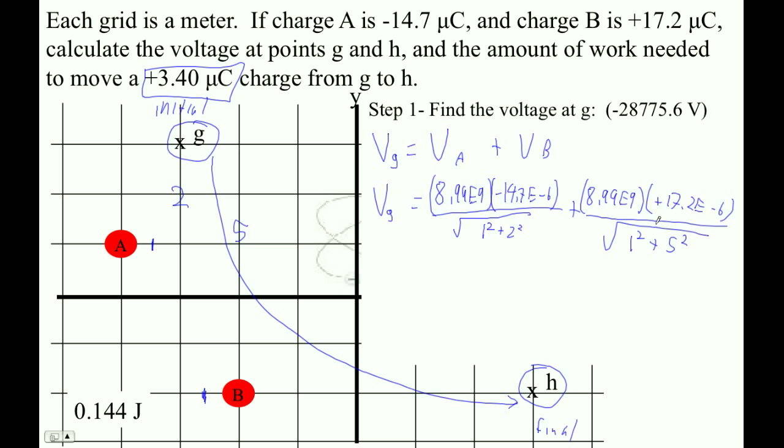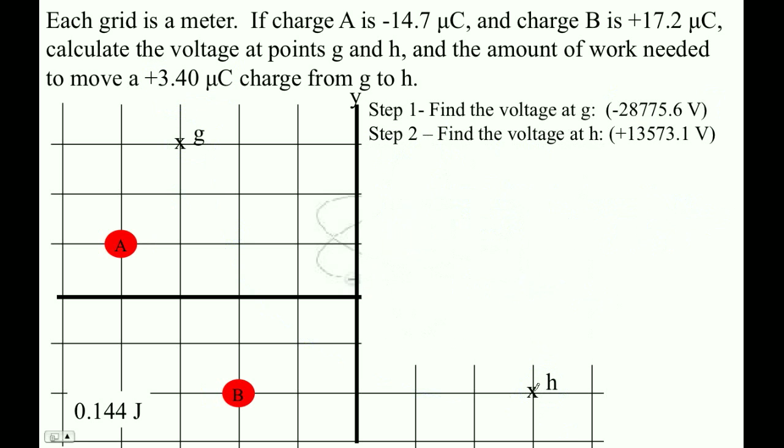All right. I am getting negative 28,775.57, right? So I'm willing to go with this number. So that's step one. Holy cow, you'd think we'd be done with this problem, but we're not. Okay, step two is to find the voltage here. That's the final voltage, right? So step two, find the voltage at H. And it should be 13,573.1. So let's do that.